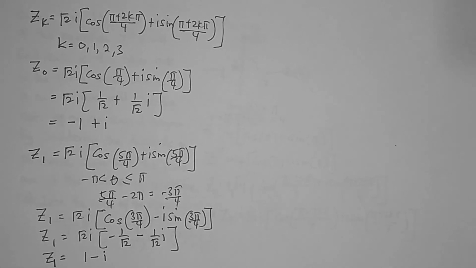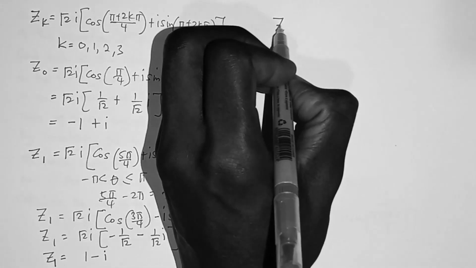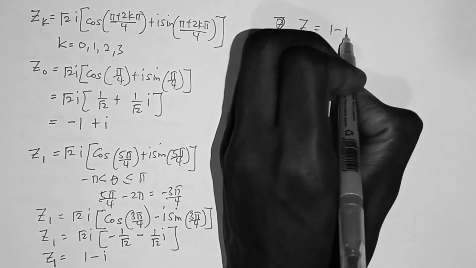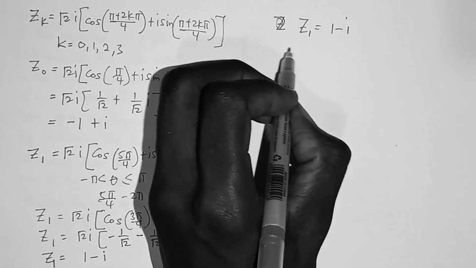So this is z1. So let's solve for, so let me write it here. So therefore z1 is equal to 1 minus i. Let's solve for z2.